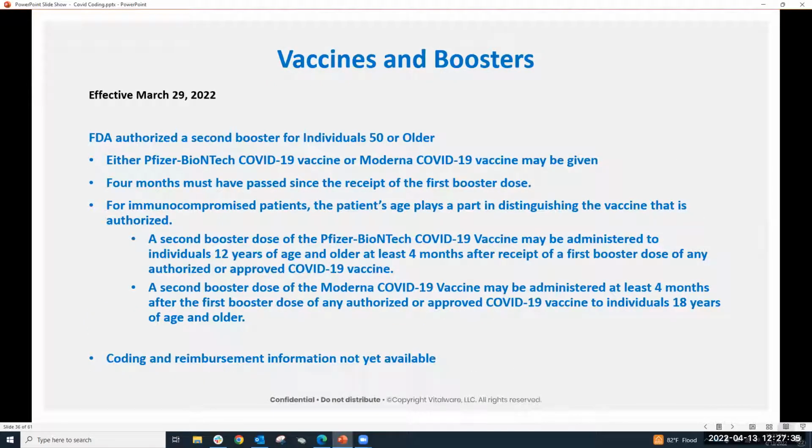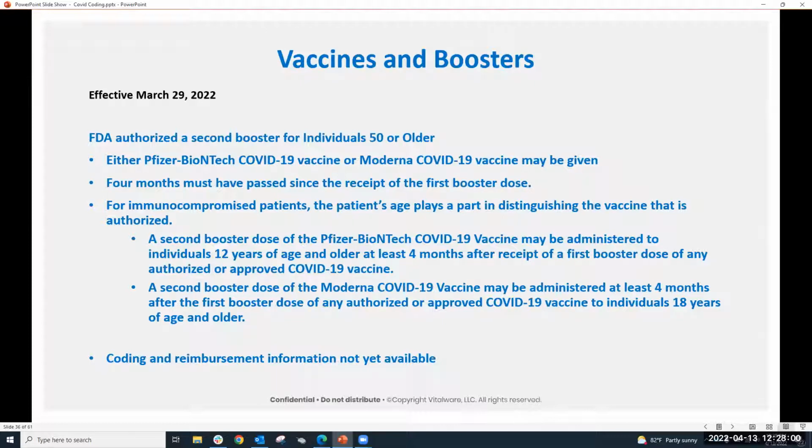All right, effective March 29th, 2022, the FDA authorized a second booster for individuals 50 and older. It can either be the Pfizer or the Moderna vaccine. It has to be 4 months since the last booster dose. And for immunocompromised patients, the age does play a part in distinguishing which vaccine is authorized.